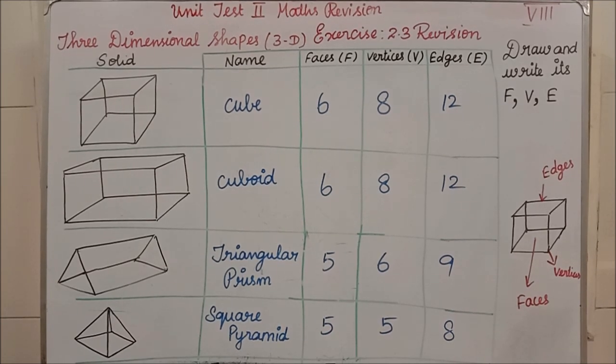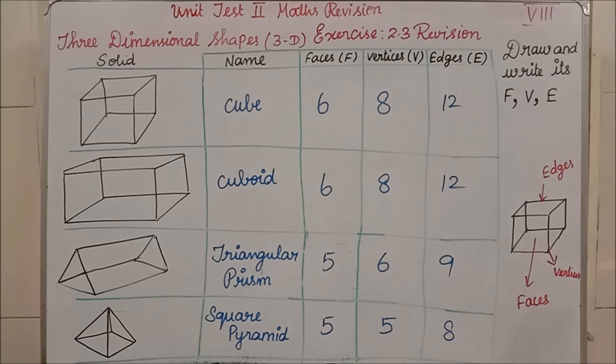Students, 3-dimensional shape means it will have 3 measurements, namely length, breadth and height. Now, in that exercise we have learned about faces, vertices and edges for each solid shape.